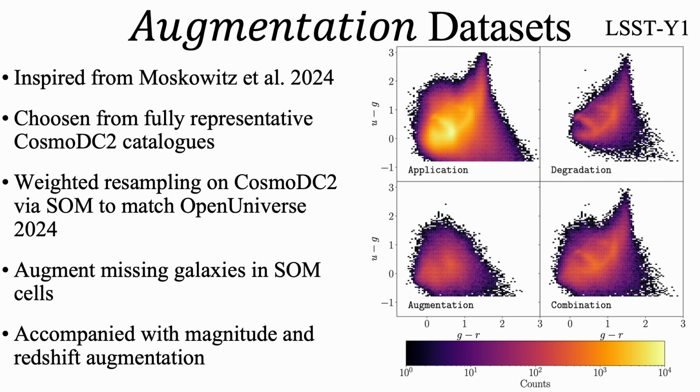As noted previously, the u-g and g-r colors differ substantially between Cosmology and Open Universe. Hence, prior to data augmentation, we employed SOM-based weighted sampling to resample the Cosmology galaxies, aligning their distribution with those of Open Universe in the SOM space. This approach effectively mitigates catalog discrepancies and enhances the robustness of our data augmentation technique.